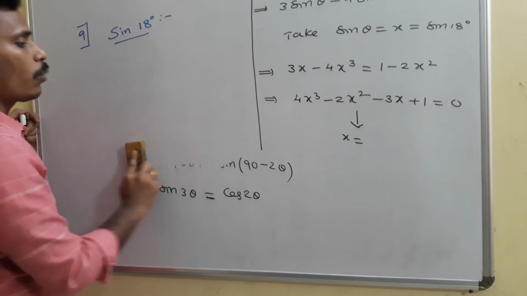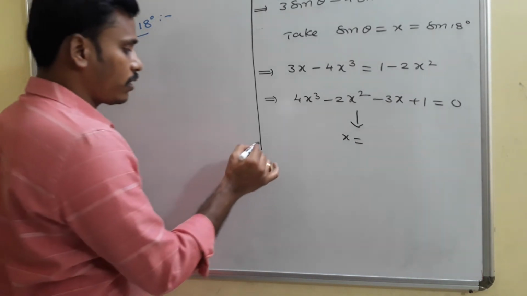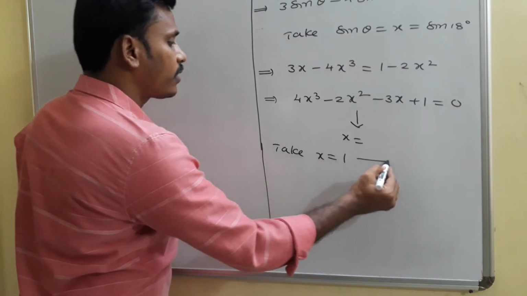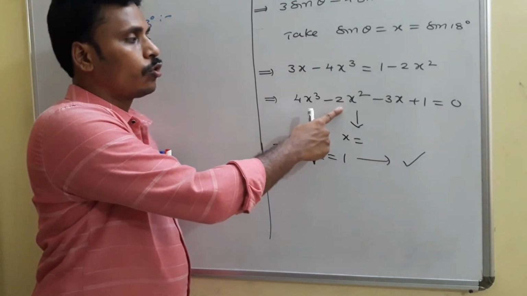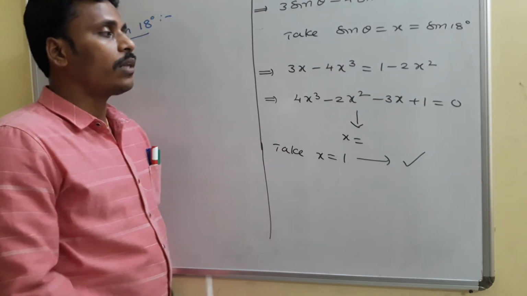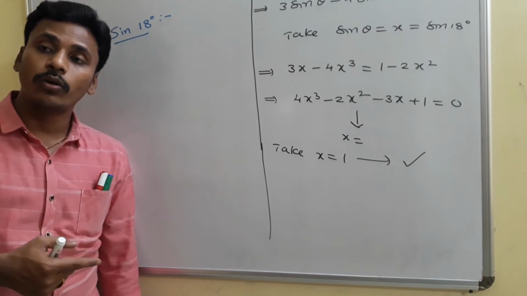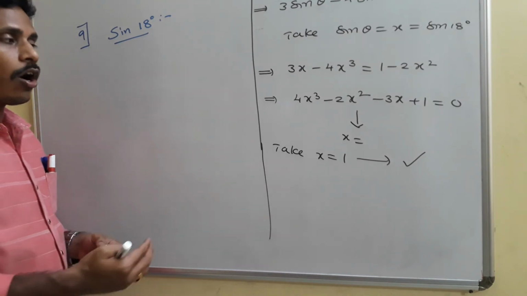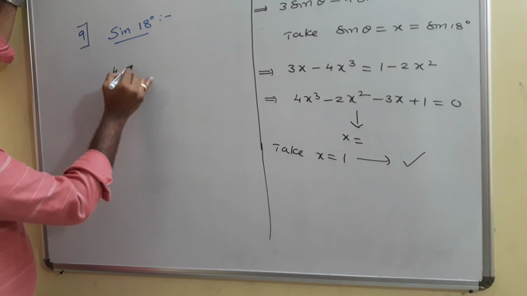Look at that equation. Take x equal to 1 in this equation. Clearly, it satisfies the equation. 4 into 1 is 4, minus 2, 2 minus 3 is minus 1, plus 1 is 0. So x equal to 1 is one solution. Since x equal to 1 is one solution, you need to find the other solutions. For that you just do synthetic division or usual division, anything as you wish. I am going with synthetic division.